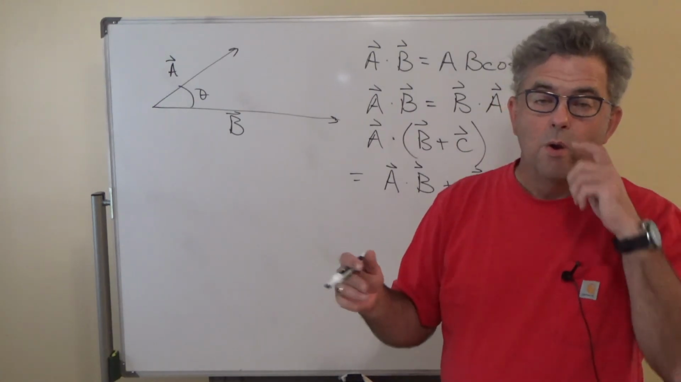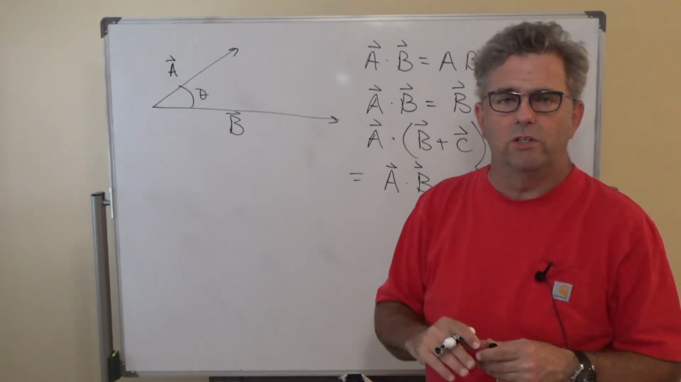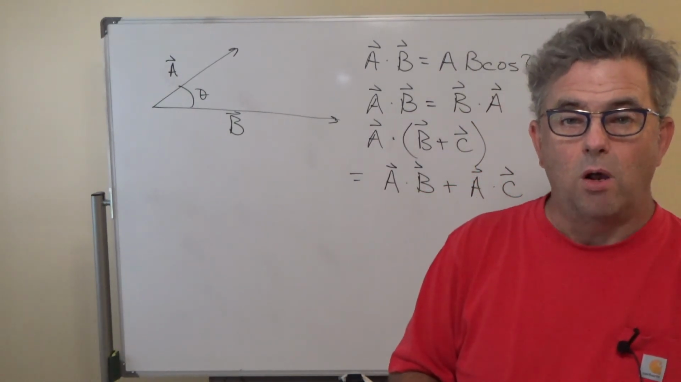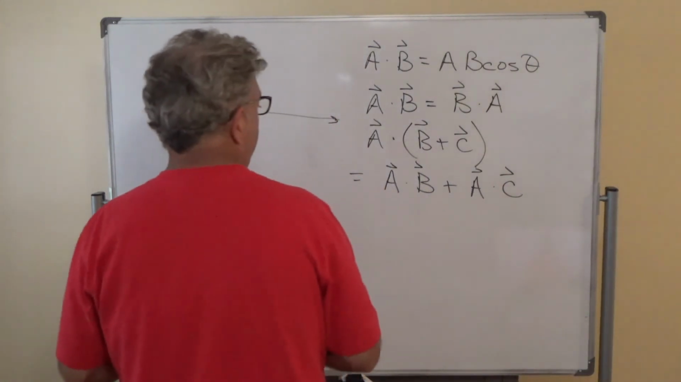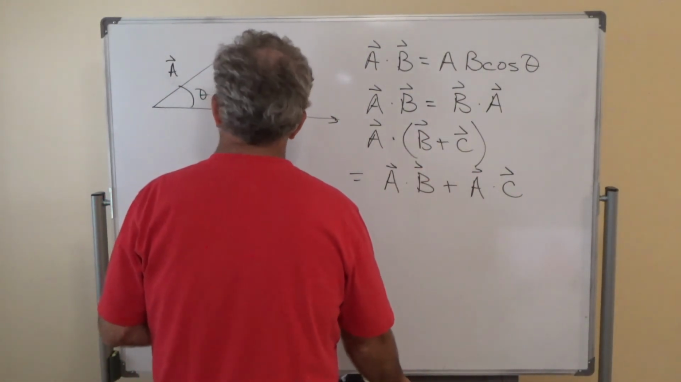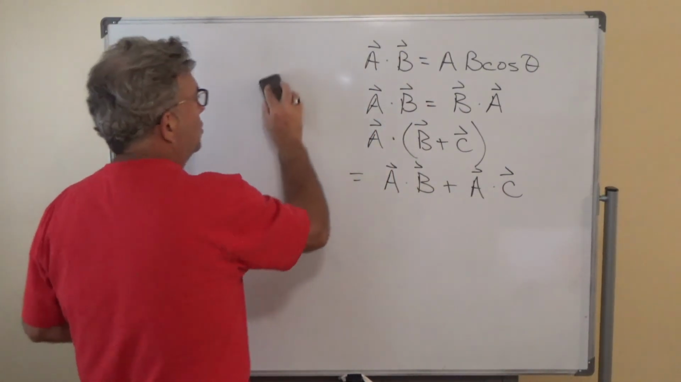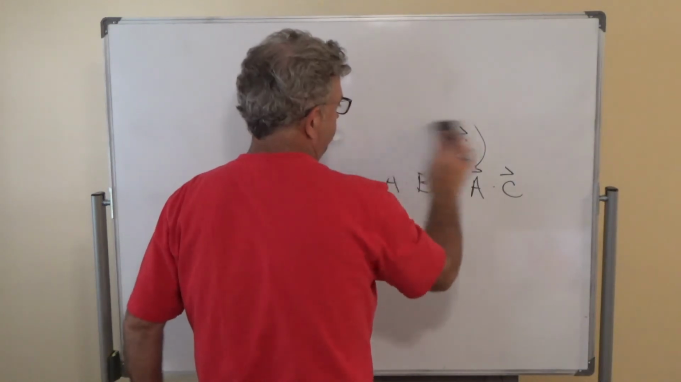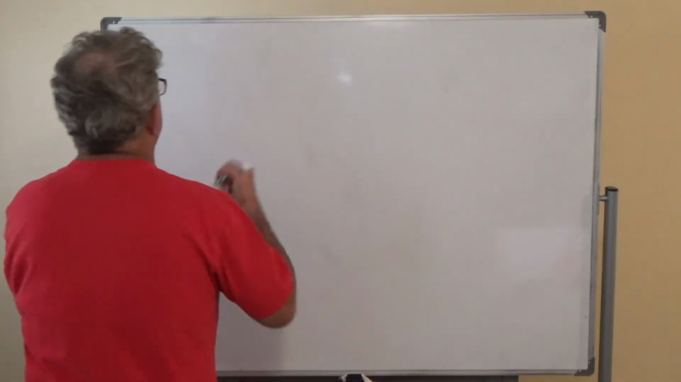Nothing weird there. When we get to the cross product or the vector product, some of this changes. Cross products anti-commute, and so forth. Okay, so I want to show you how to do this dot product in component form. It's super, super easy.